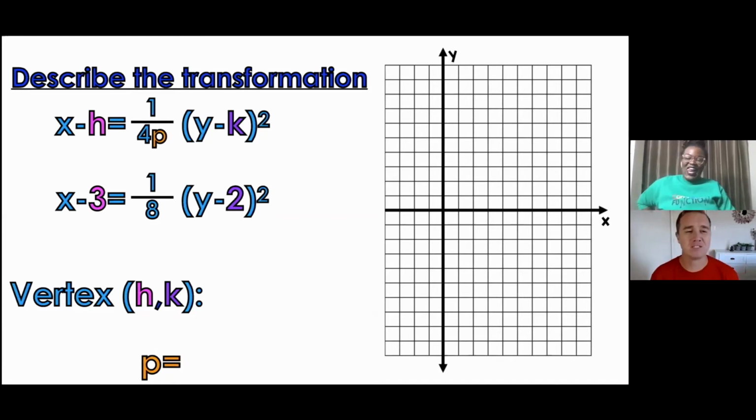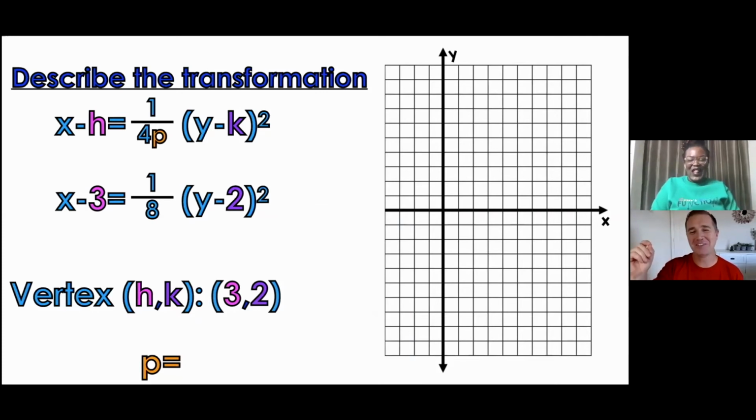So it's horizontally opening. Now the next thing that I can see is that h and k are positive 3 and positive 2. So my vertex for this particular one is at (3, 2). So I'm going to go right 3 units and then up 2 units.